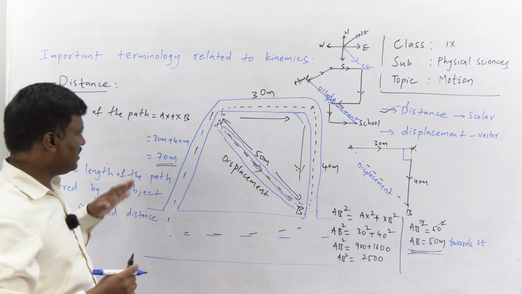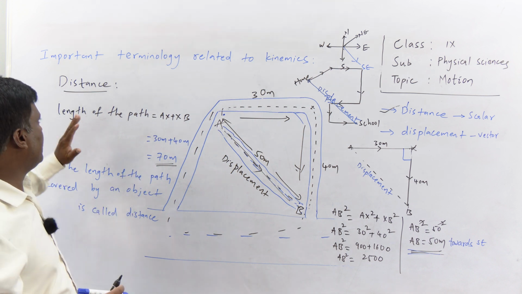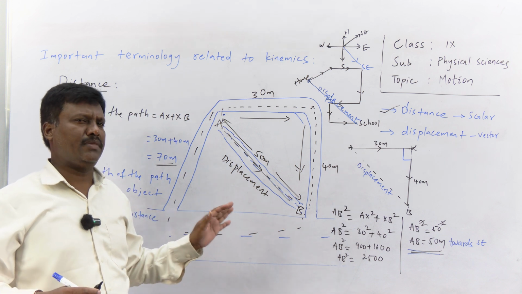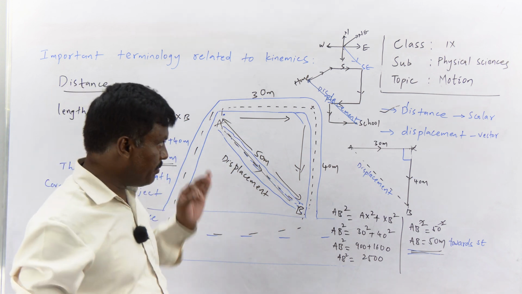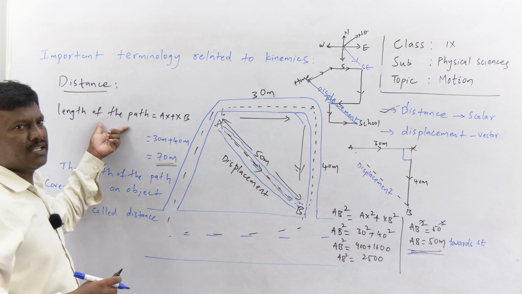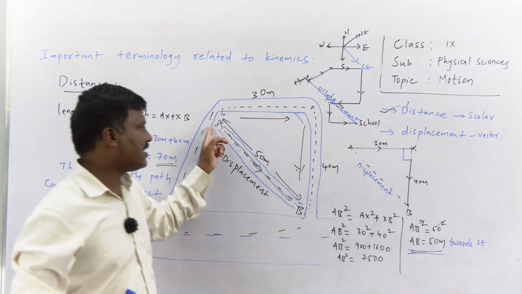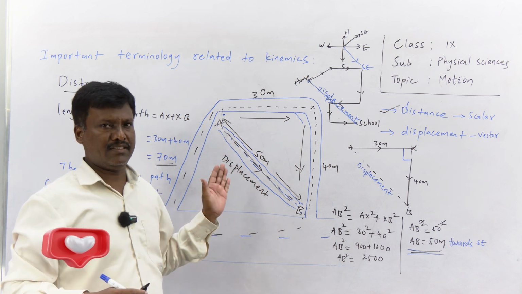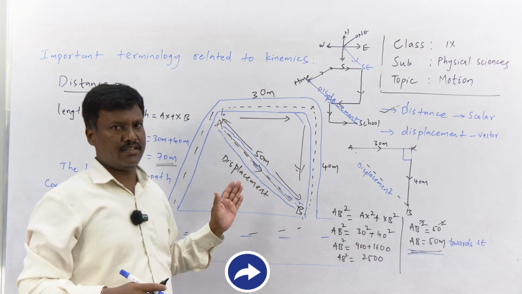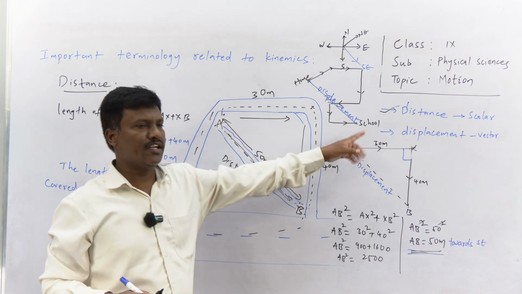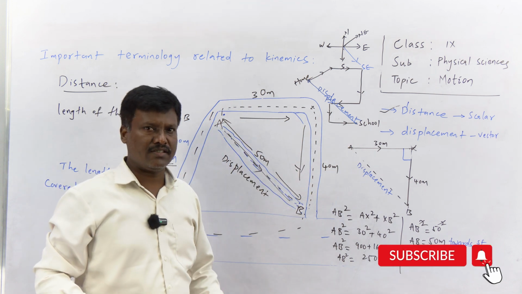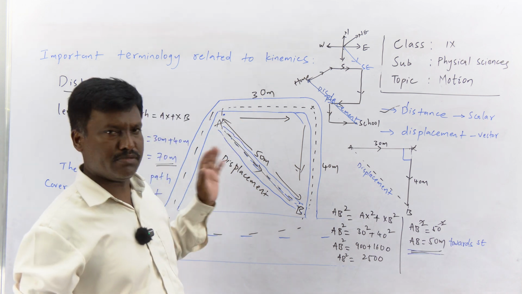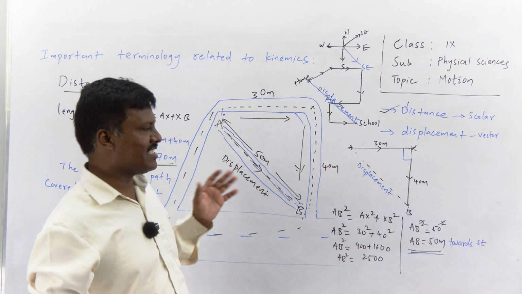With this one example, I hope you understand the differences between distance and displacement. I repeat, to avoid confusion: distance is the length of the path. Displacement is also a length of the path, but it is the shortest of all. It is a straight line length, a straight line distance. The distance in one direction is called displacement. Displacement is also distance in one direction. That is the major difference between distance and displacement.